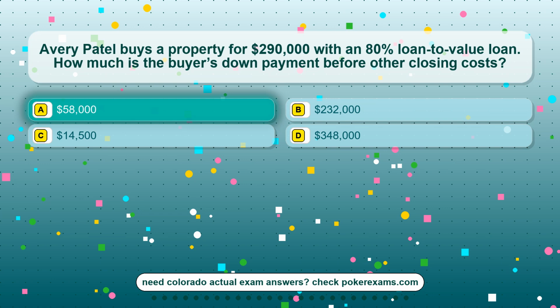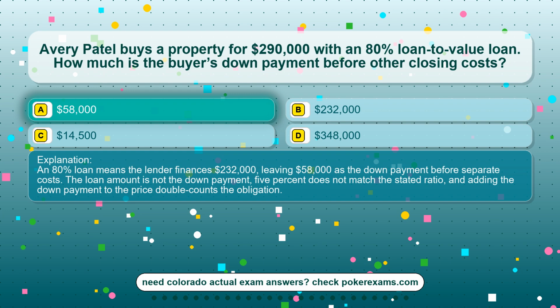The correct answer is option A, $58,000. An 80% loan means the lender finances $232,000, leaving $58,000 as the down payment before separate costs. The loan amount is not the down payment, 5% does not match the stated ratio, and adding the down payment to the price double-counts the obligation.